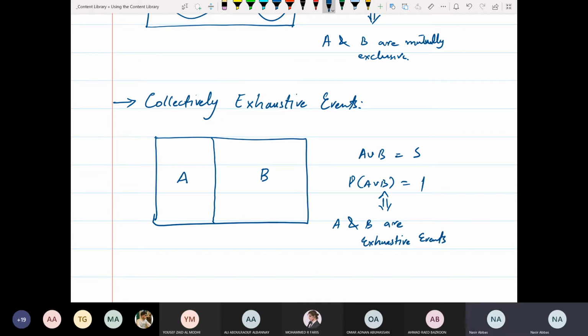And if they don't have a common area also, that means they are mutually exclusive also. In this specific diagram, they are mutually exclusive also because they don't have anything in common. They are exhaustive, and also mutually exclusive.